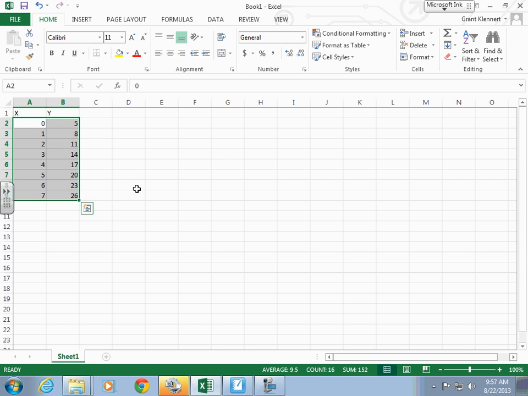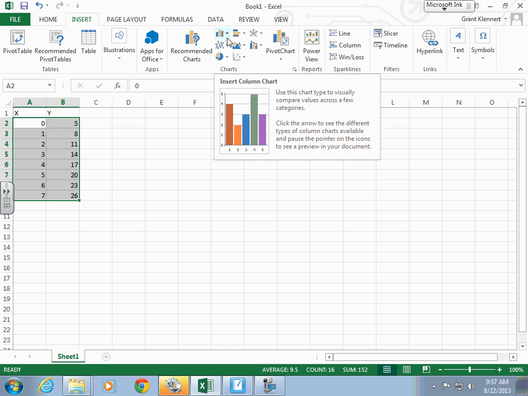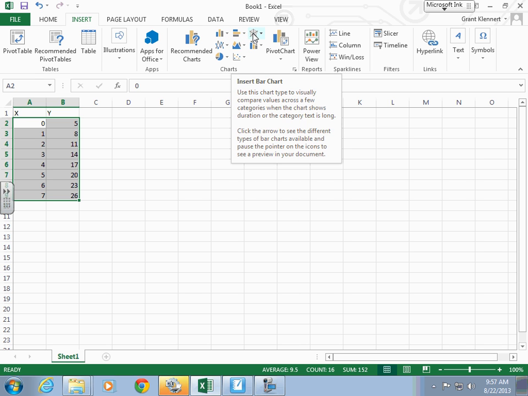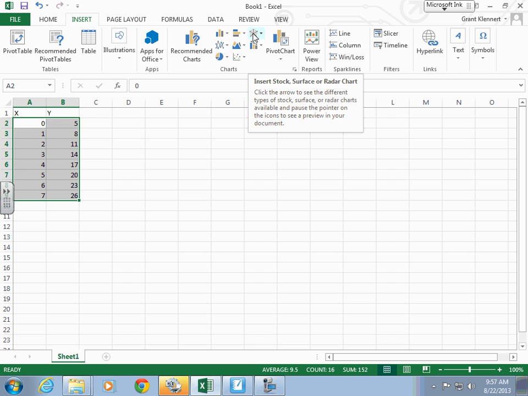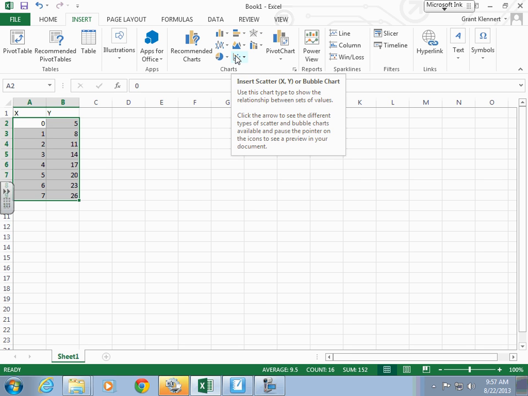Just like that. You're going to go to Insert, Recommended Charts. And on the charts here, you can see they have all sorts of stuff. So we can do a column, we can do a bar, we can do a spider web if we wanted to, a radar chart as they're called. We can do a line, or we can insert a scatter or bubble.